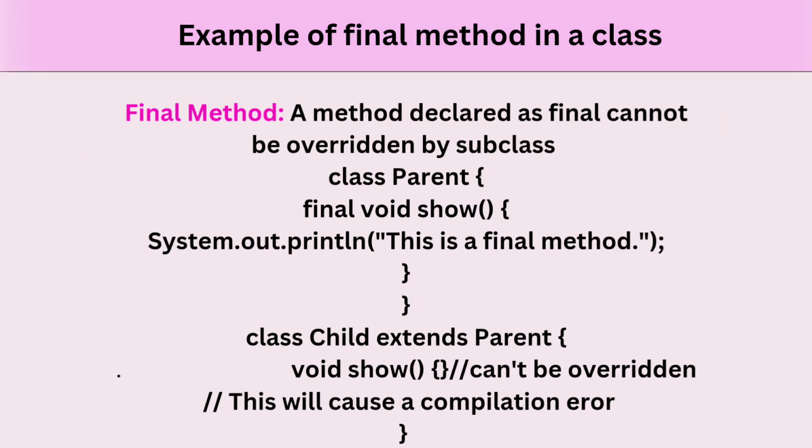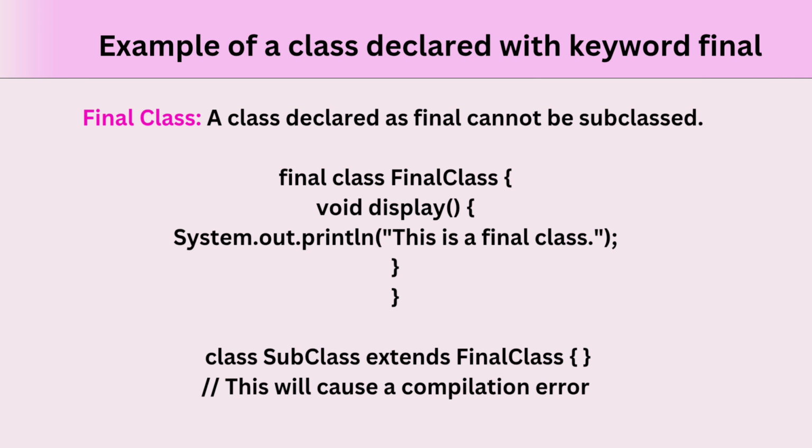A method declared as final cannot be overridden by a subclass. In this class Parent, method show is declared with the keyword final, and another class Child is derived from class Parent. Subclass Child cannot override the method show, which is already defined in its parent class. It will generate an error. A class declared as final cannot be subclassed.